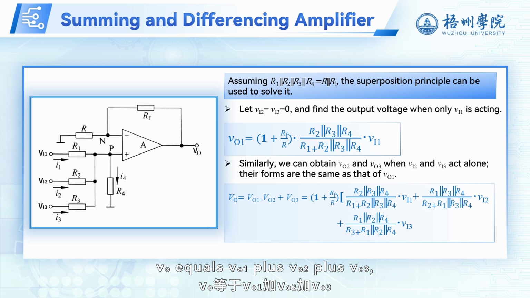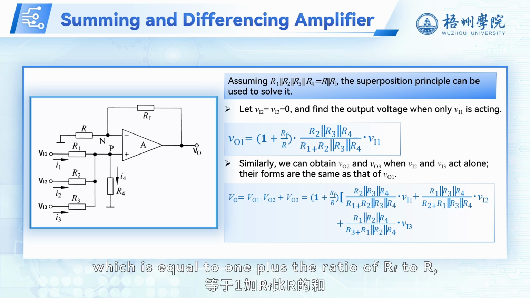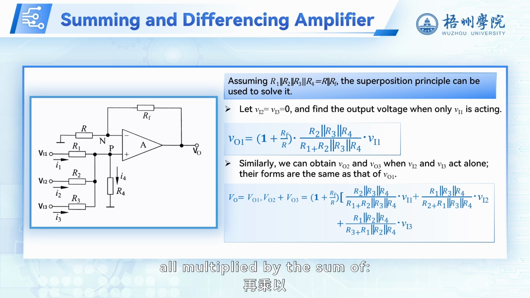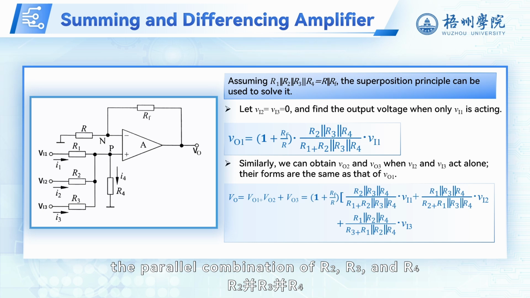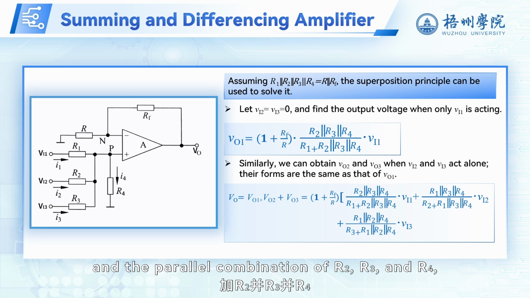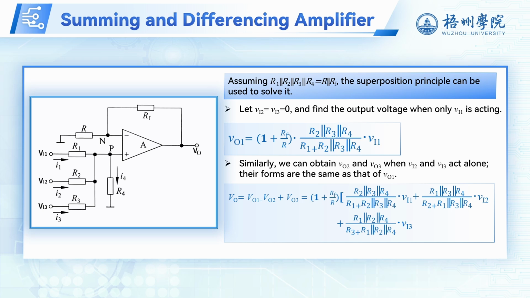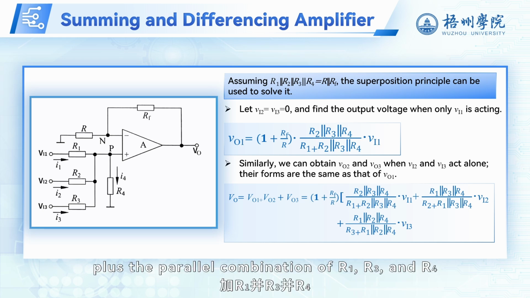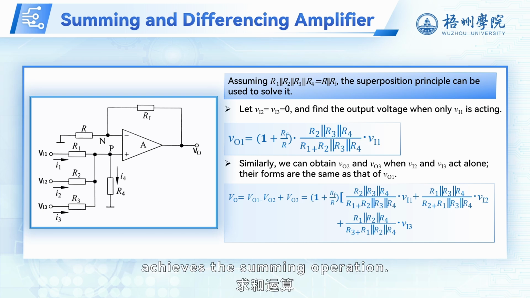Vo equals Vo1 plus Vo2 plus Vo3, which is equal to 1 plus the ratio of Rf to R, all multiplied by the sum of the parallel combination of R2, R3, and R4 divided by the sum of R1 and the parallel combination of R2, R3, and R4, times Vi1, plus the parallel combination of R1, R3, and R4 divided by the sum of R2 and the parallel combination of R1, R3, and R4, times Vi2, plus the parallel combination of R1, R2, and R4 divided by the sum of R3 and the parallel combination of R1, R2, and R4, times Vi3. This configuration achieves the summing operation.